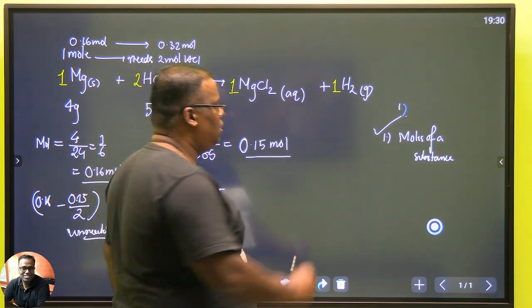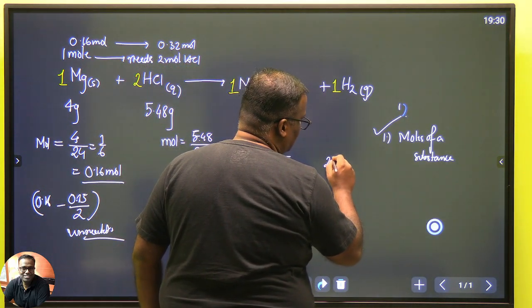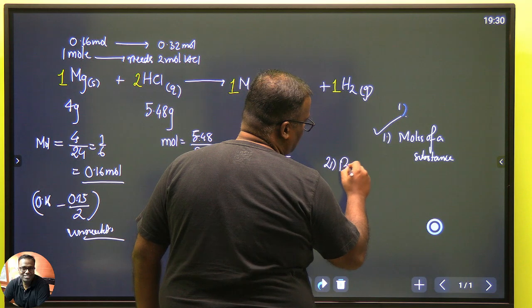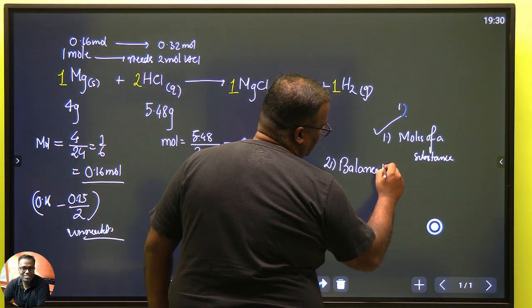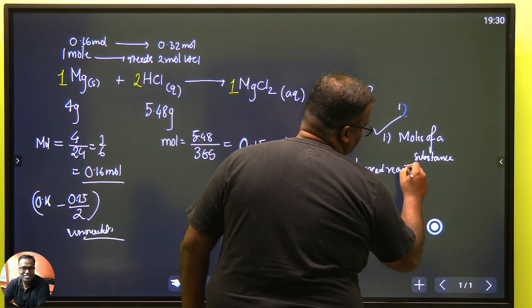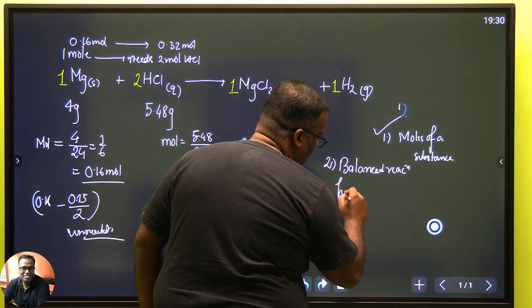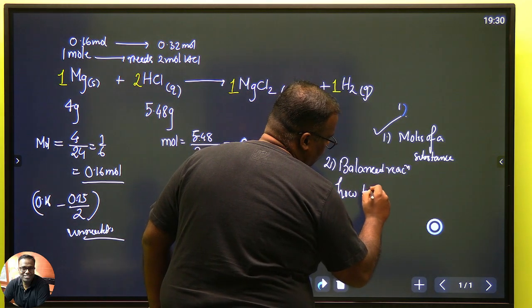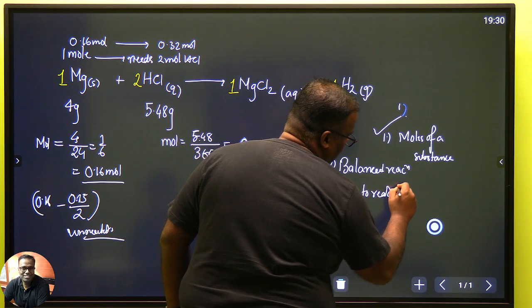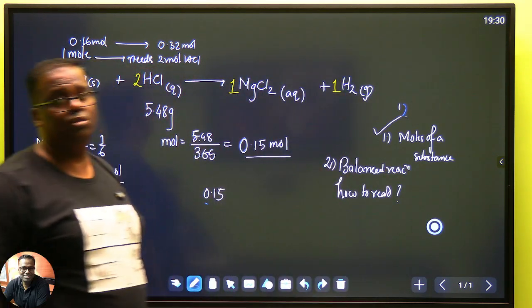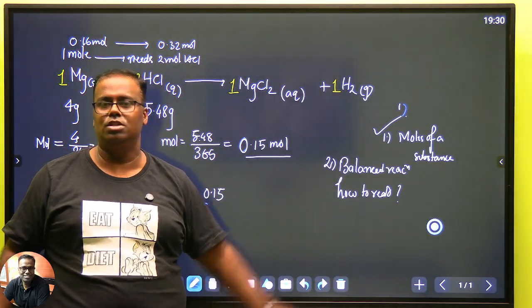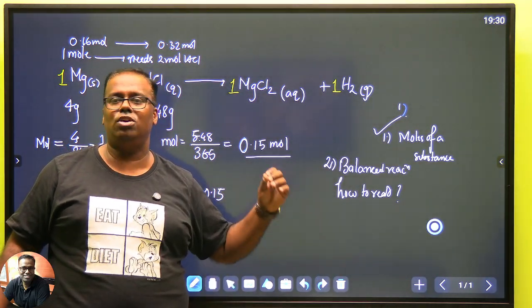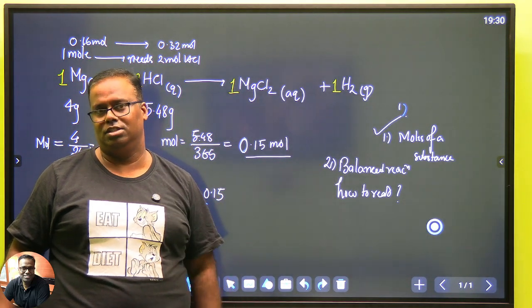Okay. Number two, a balanced chemical reaction may be given to you or may not be given to you. Usually दे देता है. Balanced reaction. Do you know how to read this reaction? How to read? Always in terms of moles. Do you know how to read a balanced chemical equation in terms of moles? And that is your recipe for making the product.